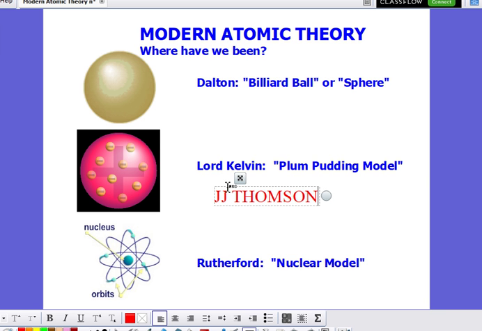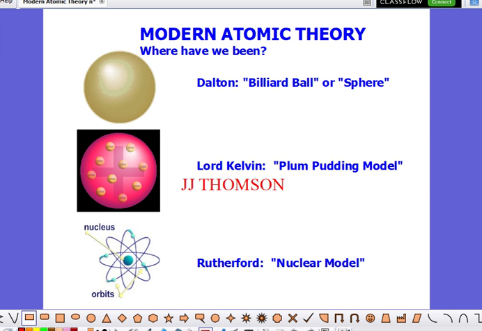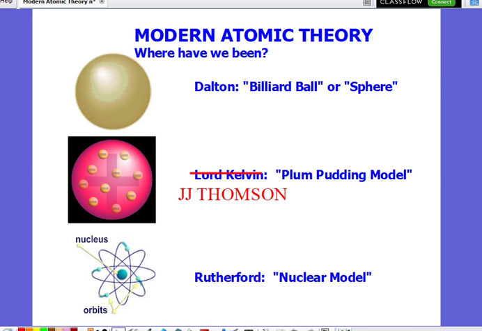So let's just pretend that it doesn't say Lord Kelvin. Dang it. Thought we had gotten them all. All right. So J.J. Thomson developed the plum pudding model. That was where you had the positive charge with the electrons jammed in it. And then Rutherford with his gold foil experiment brought us the nuclear model. That was focused just on the nucleus and not so much on the electrons.